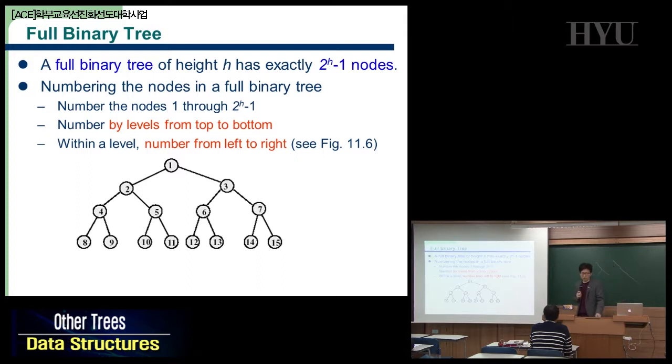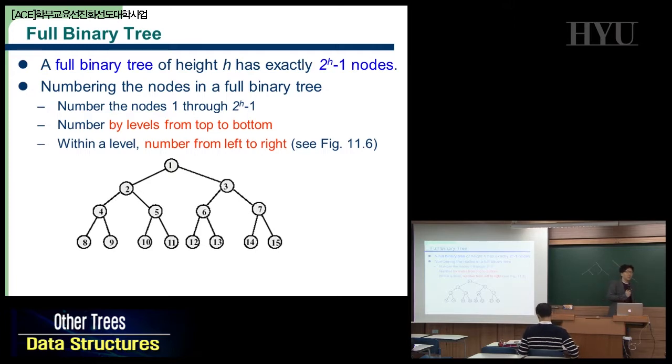Numbering the nodes in the full binary tree, we looked at it. The way they suggest is to number level by level from top to bottom, and within each level from left to right. So 1, 2, 3, 4, 5, 6. That's the rule they proposed for numbering elements in the full binary tree. We looked at it, right?